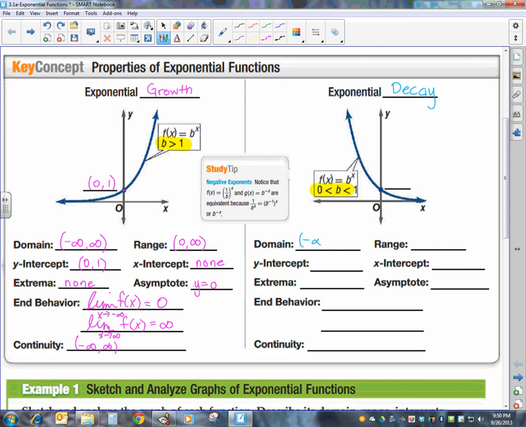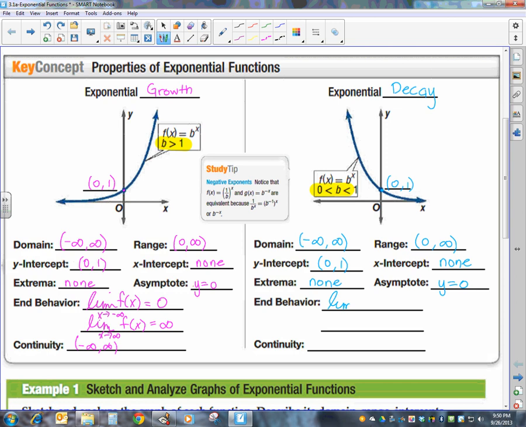Our domain is still negative infinity to infinity. Our range is still 0 to infinity. Our y-intercept is still 0, 1, because anything to the 0 power equals 1. So I still have that same y-intercept. X-intercept, again, there is none. Extrema, none. Asymptote, y equals 0 still.